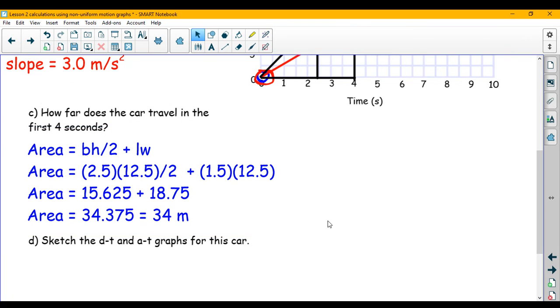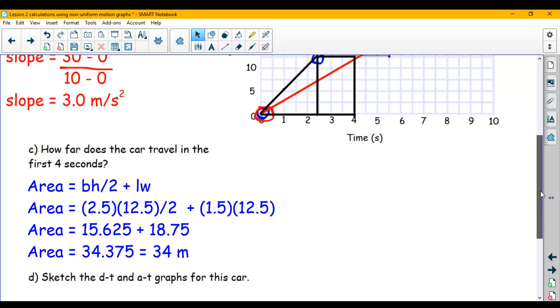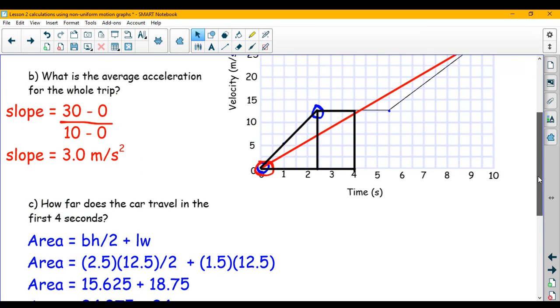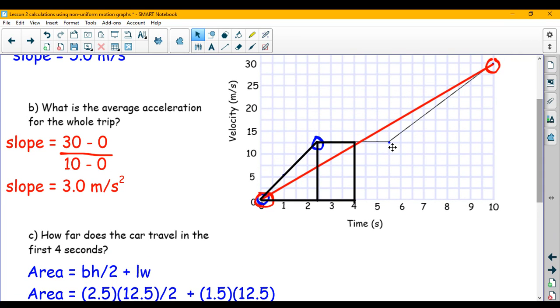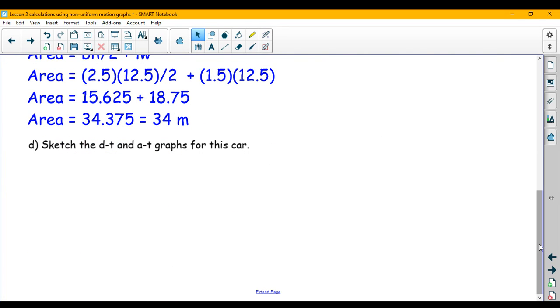Now it wants me to sketch the graphs for the DT and VT. Now I'm going to look and see what's happening. If I go back to my original graph, you'll see here it speeds up, and then it's got a constant velocity, and it speeds up again. That's all it's doing. Speeding up, constant velocity, speeding up again. So that means I should be fairly easily able to sketch these. I'm going to do this in the next video, though, because I'm running out of time.